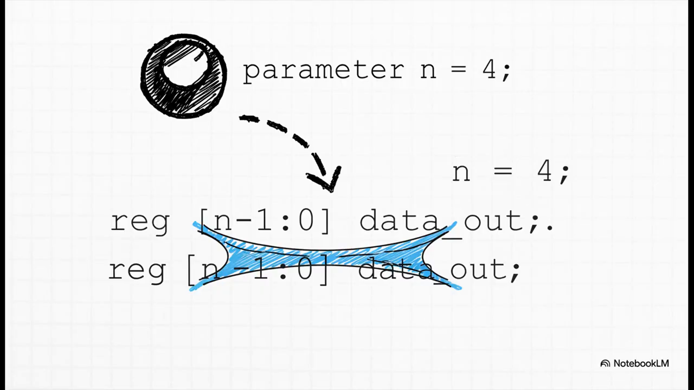Now check this out. See how we can make this design so much more flexible? Just by adding that one parameter declaration at the top, we've totally transformed the register. We replace that hard-coded number with a variable, N. So now if we want to change the width to 8, 16, or even 128 bits, we only have to change the value of N in one single place. It's beautiful. This is what we call a generic specification.